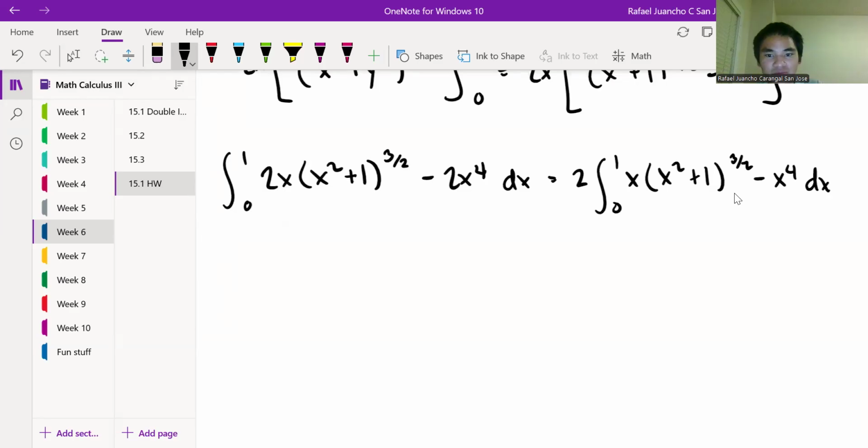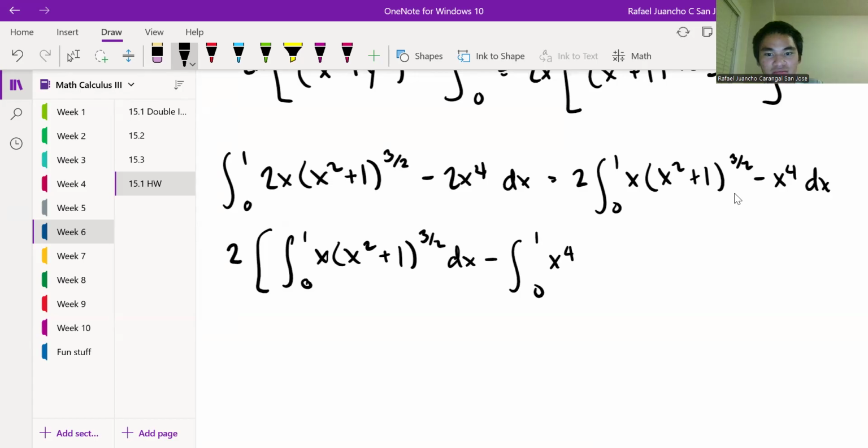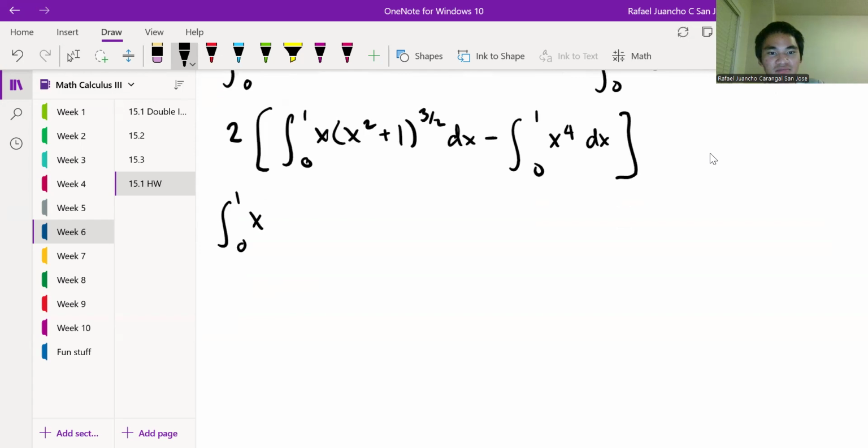Yeah, I could do a u-sub. So we'll do it. Yeah, we're going to divide these integrals. So here, let me just do this. This thing, if I solve it, well, it's just going to be 2 times this integral dx minus this integral dx. Now let's solve for this first one.